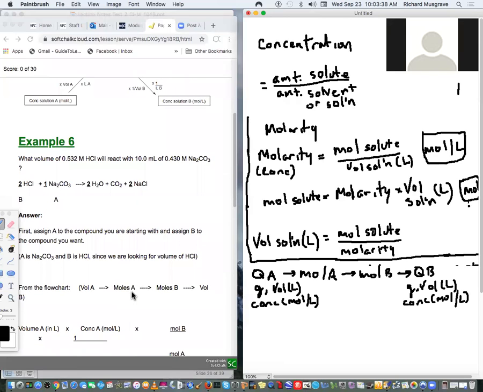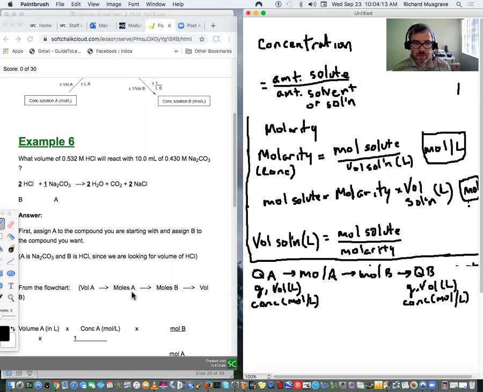What is the volume of 0.532 molar HCl, molarity HCl, that will react with 10.0 mL of 0.430 molar Na2CO3? You'll notice in this kind of question, you're always given a reaction. You always will be, and the reaction will always be balanced. We need this in order to get the mole ratios so that we can do something intelligent with our conversion through this process.